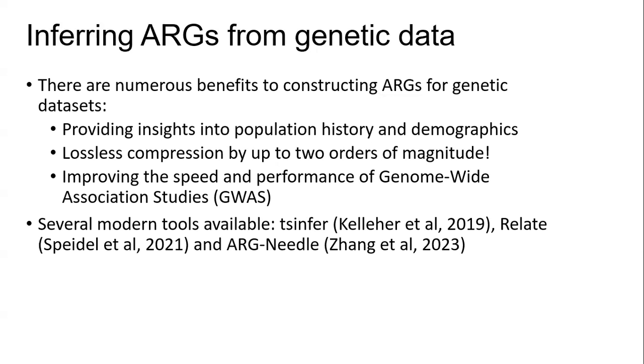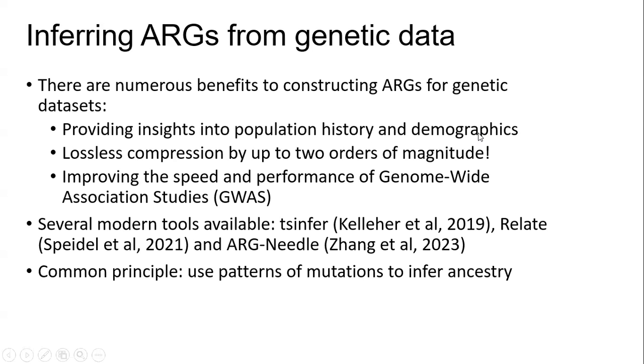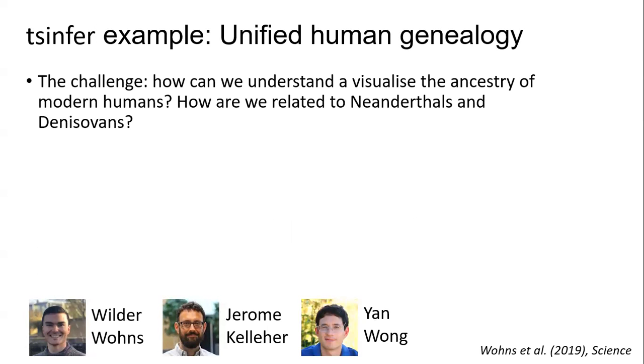So I wanted to show some particular examples of how we have used TS-infer in particular. The first one is in trying to get an ARG that encompasses recent human ancestry. This is work that was done by a past PhD student of my supervisor, Wilder Wones. Jerome Kelleher and Yan Wong are the supervisors of my PhD. What they did here was to try and understand the ancestry of modern humans, and particularly how we relate to our recent relatives, the Denisovans and the Neanderthals.